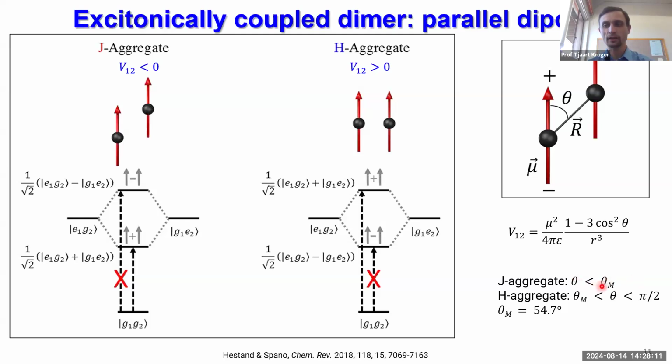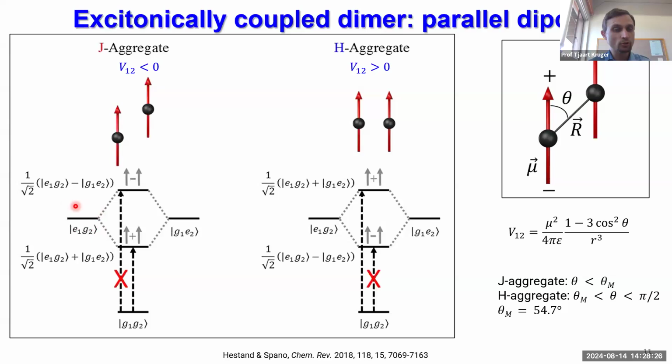Theta smaller than the magic angle. Okay, so here are again our split exciton states, so exciton splitting. We have the case for the J aggregate and the H aggregate.